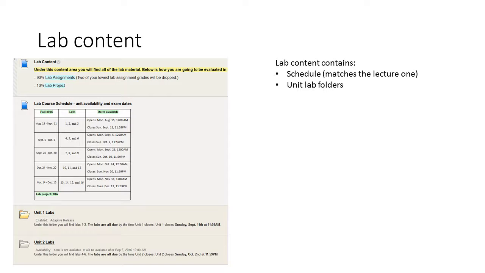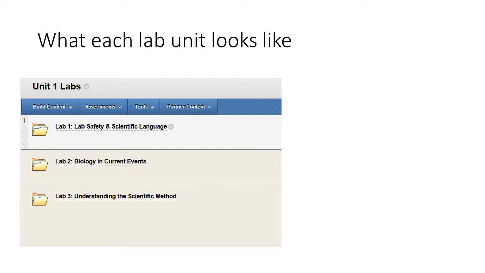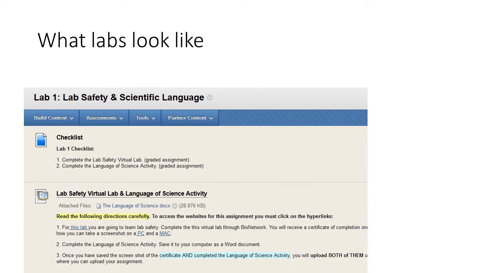Once you get past the schedule, you'll see the folders for each lab. If you click on those folders, you will see a unit. There are 3 labs in each unit, so you'll see the 3 labs in each unit. And as you click on those folders, you'll see the checklist, and then you'll also see the assignment and how to complete it, upload it so that I can grade it.